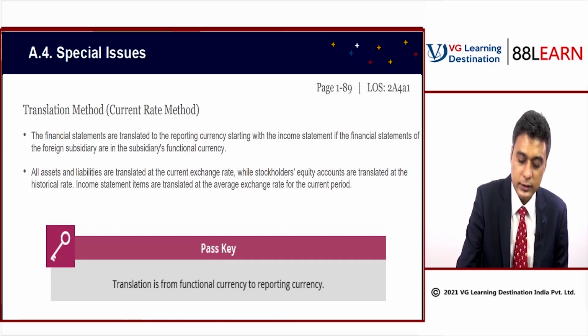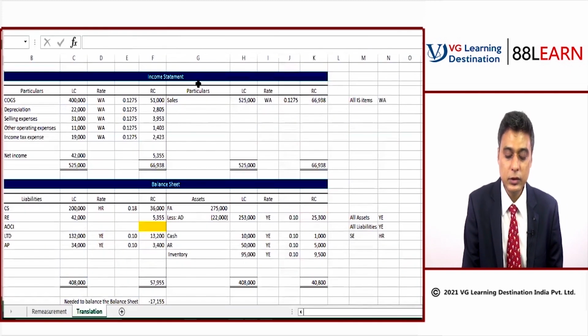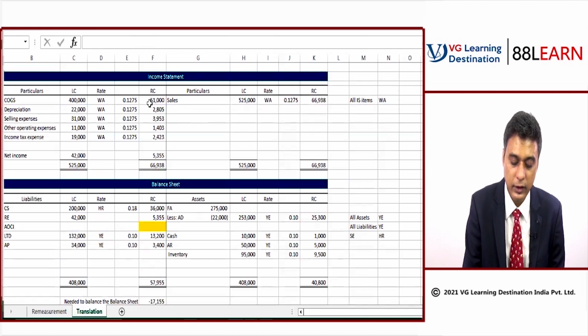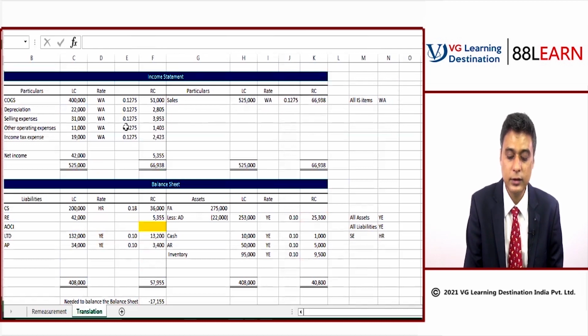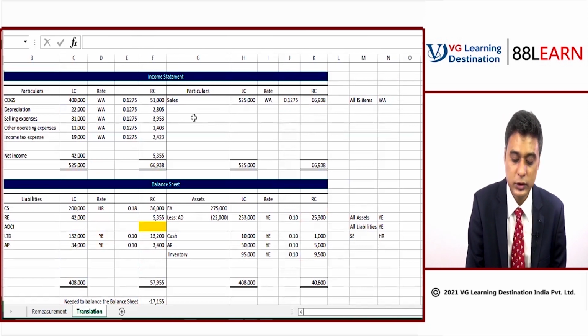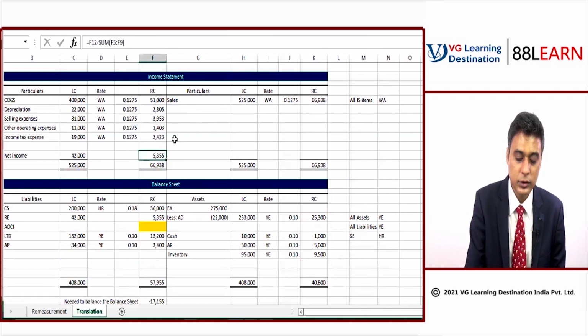Now let's look at a translation example. In translation, we start with the income statement. And here, what are the rules? All income statement items at weighted average. So this is far easier. For all the items, we just blindly multiply with 0.1275, right? And we get a net income of 5,355.